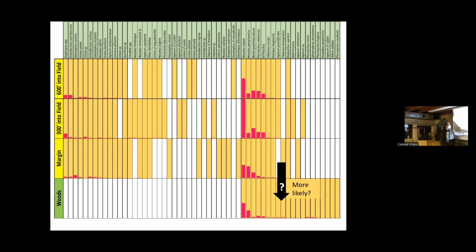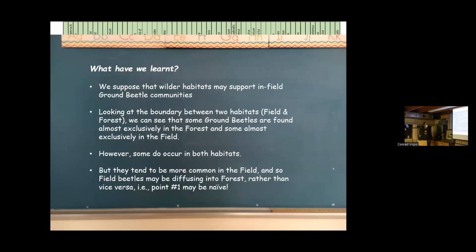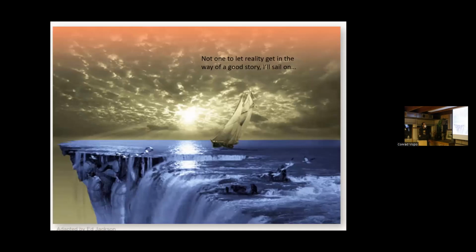My guess is there might be some more forest species because our trapping effort is skewed a bit towards the field. There may be some that are only in the forest, that would be deeper into the woods. Yeah, potentially, or just a lot rarer. Did that answer your question? Feel free to ask it again if I didn't. Okay, not wanting to let reality get in the way of a good story, I'll sail on.